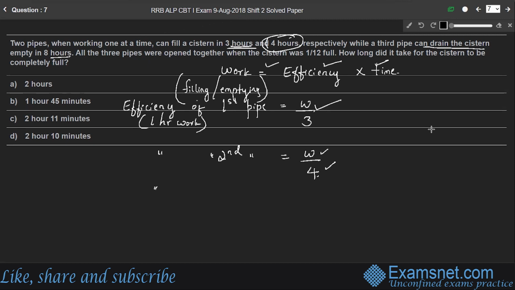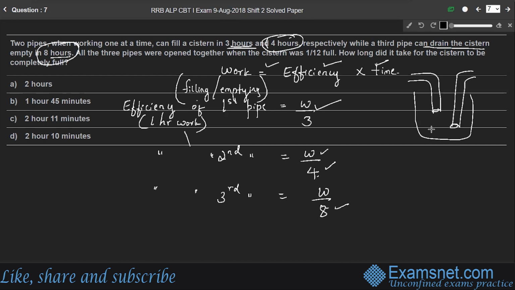Whereas for the third pipe, it can empty the tank in 8 hours. Therefore, its 1 hour work is 1 by 8, so its efficiency is W by 8. 1 by 8 part of the tank can be emptied by the third pipe in 1 hour. That's the meaning. So we'll consider 2 pipes which can fill the tank, whereas the third pipe can empty or drain the tank. Therefore, their efficiencies are W by 3, W by 4, and W by 8.